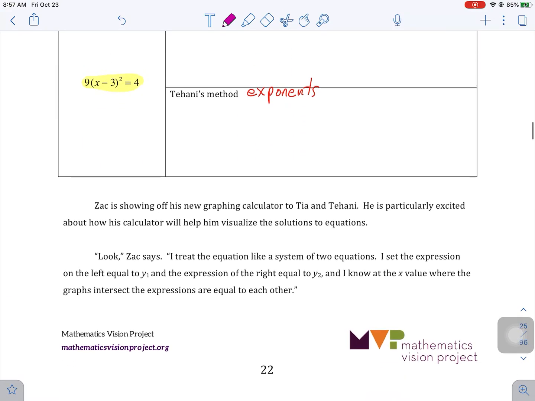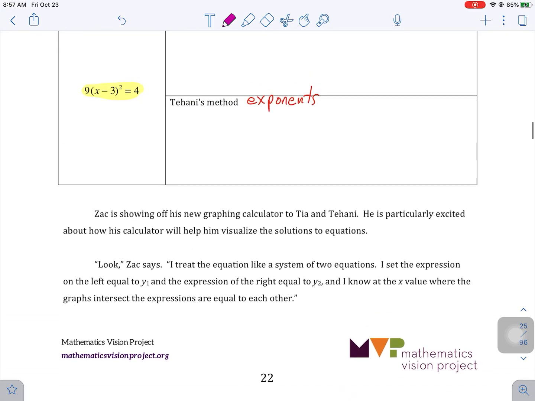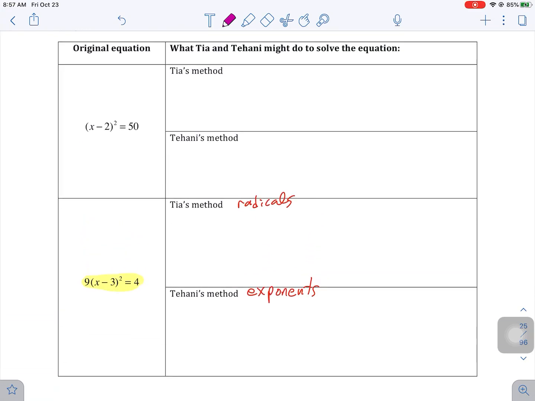You could do the same thing with the exponents. Okay, I'm going to stop there, and that ends part 1.